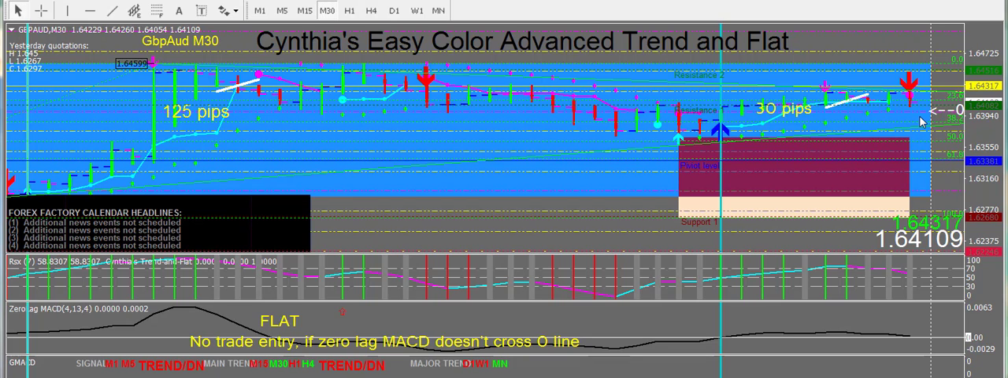So the deeper the pullback, it's like a slingshot. When you pull back on a slingshot, the further you pull it back and stretch it, and then you let it go, the rock in the slingshot zooms off and goes farther and faster and stronger. And Fibonacci retracement is exactly the same principle. So the deeper the pullback, the more strongly it's going to resume in the main trend direction.